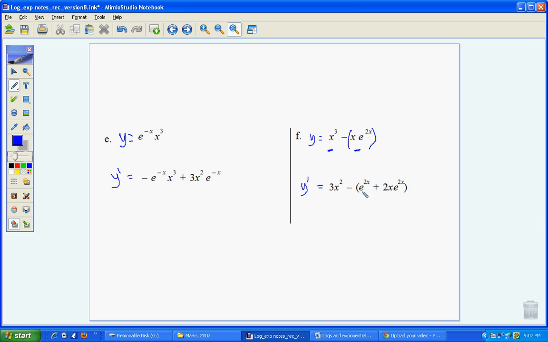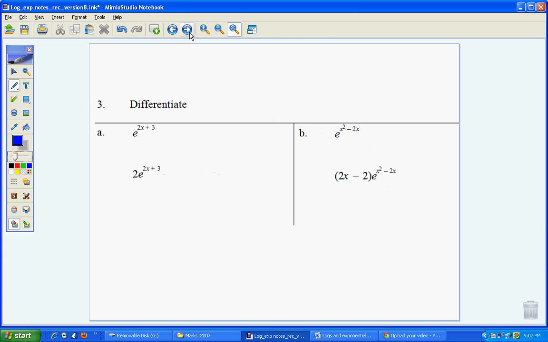Just be careful to make sure you keep the brackets there because it's got a negative out the front. If you want to expand it out, you can put that as negative and that one as negative, but we've got to make sure we keep the negatives in there.